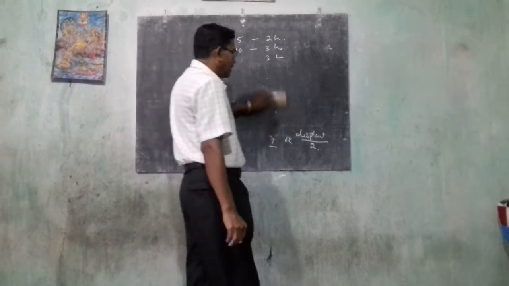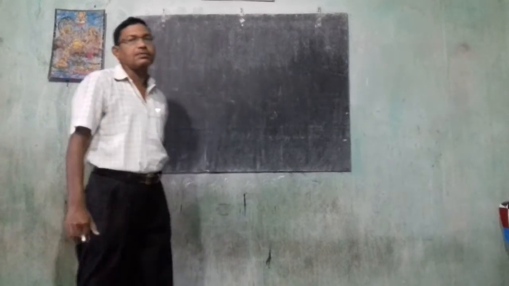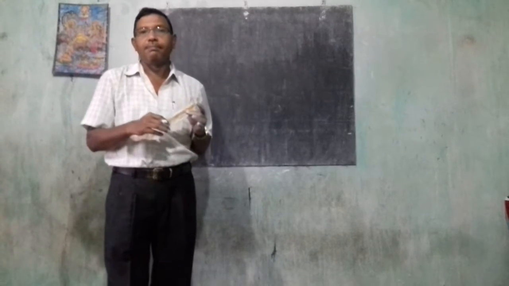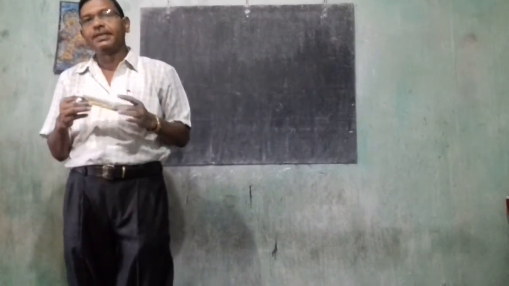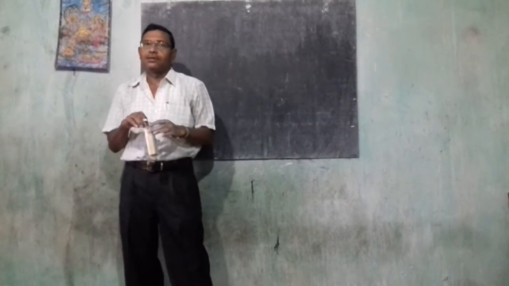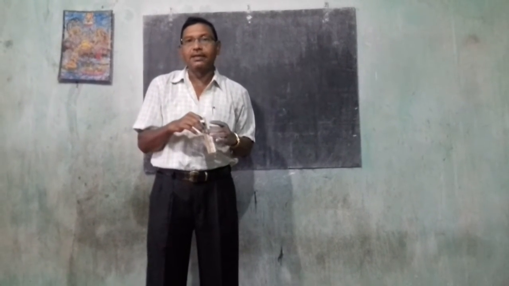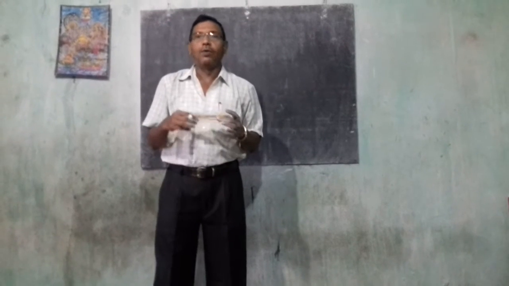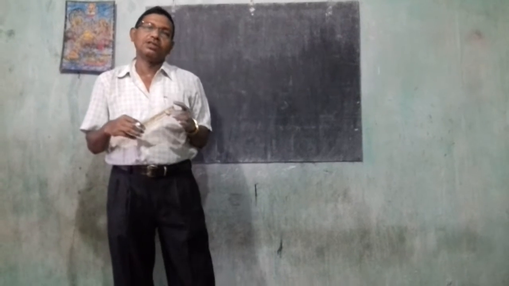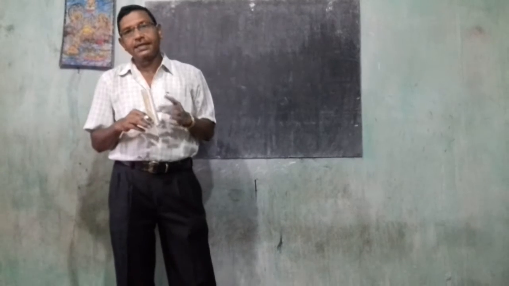Now, what are the speedometer and odometer? The speedometer measures the speed of the vehicle. An odometer measures the distance covered by the vehicle. How much distance the vehicle has covered is known as the odometer. And the speedometer is the measure of the speed of the vehicle. Okay?